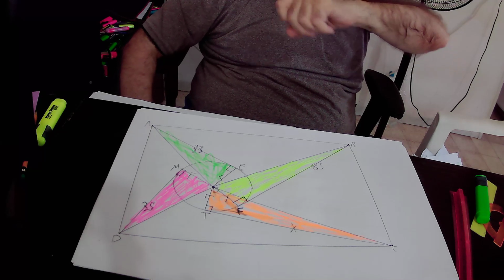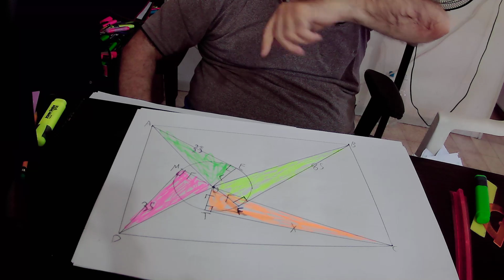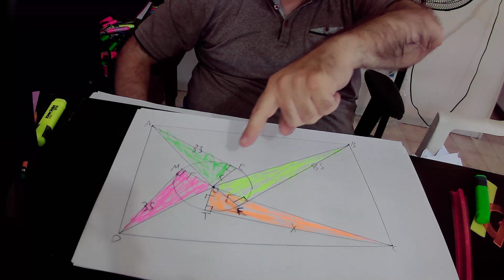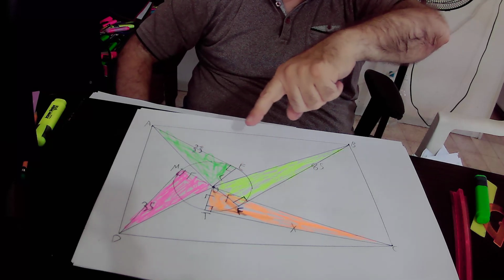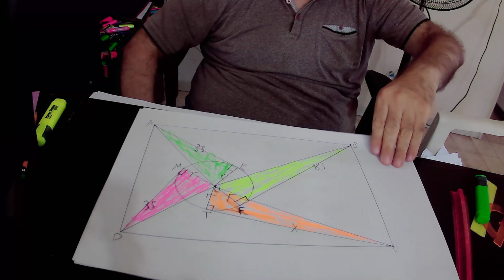And finally, we joined points D and O together by a straight line. In this way, we created the pink triangle, triangle OMD. According to the Pythagoras theorem in the pink triangle OMD, OD square equals OM square plus MD square.